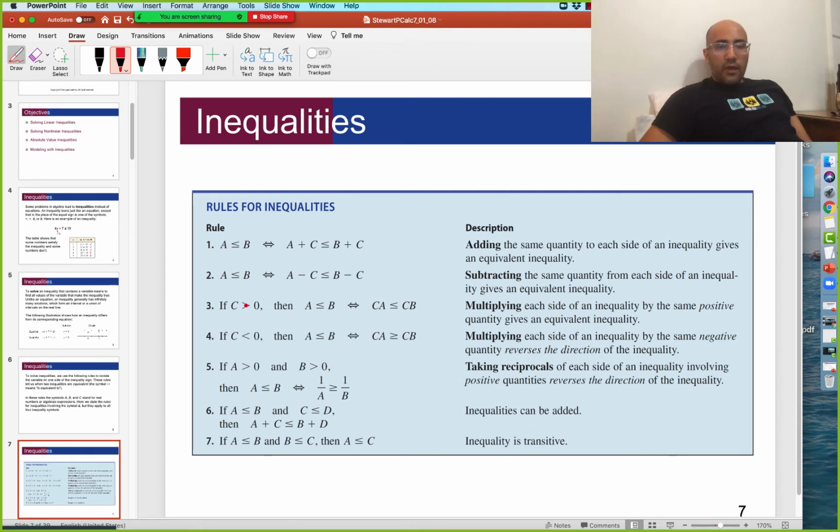Okay, on the other hand, now if we just focus on positive numbers, then if we have an inequality and we multiply both sides of the inequality by that positive number, then we maintain the inequality. Right? So the first three rules here really are exactly the same as an equation. You can add or subtract to both sides of the equation. You can multiply both sides of the equation by a positive number.